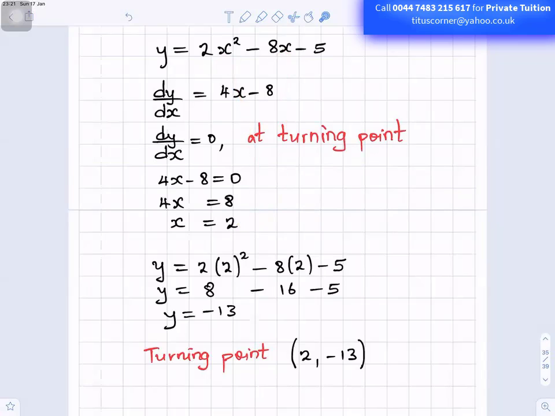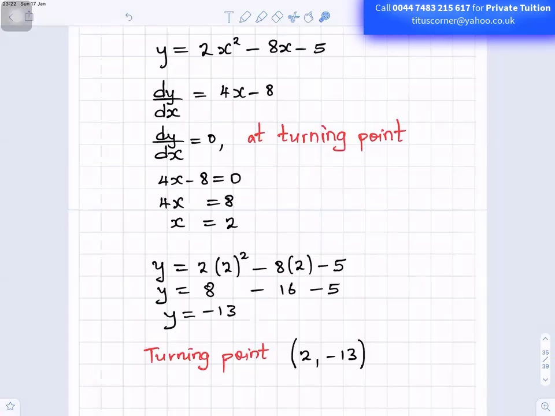So we get 2 times 2 squared minus 8 times 2 minus 5. So that gives you 8 minus 16 minus 5, and that gives you minus 13. So the turning point is (2, minus 13). That's another way to get the turning point.